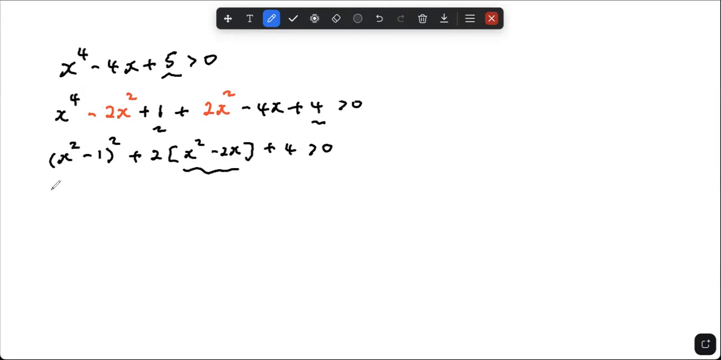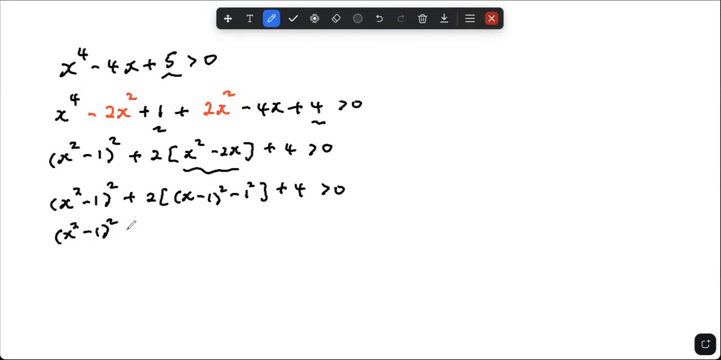Okay, I'm going to complete the square for this one. So this is x squared minus 1 squared plus 2. Okay, so completing the square, I'll get x minus 1 squared minus 1 squared plus 4 greater than 0. Okay, so let's see what we will have. x squared minus 1 squared plus 2 times x minus 1 squared. This is minus 2 plus 4, which is plus 2.